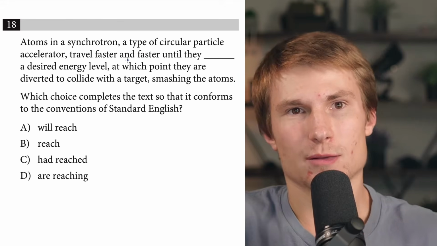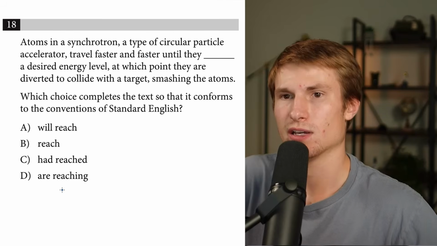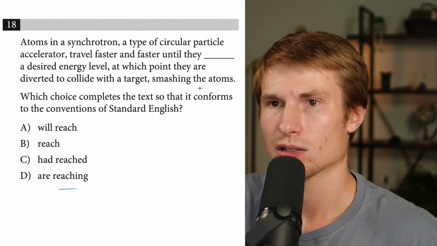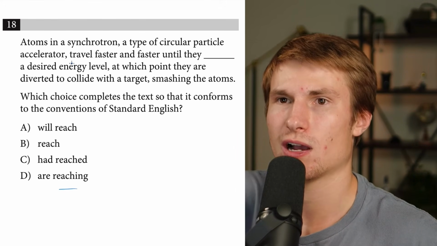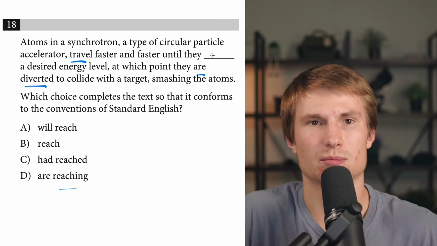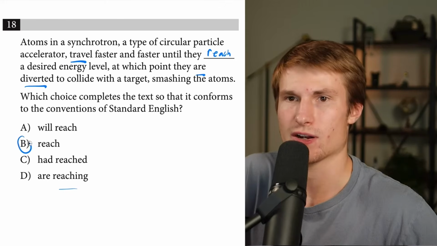Question 18. Atoms in a synchrotron, a type of circular particle accelerator, travel faster and faster until they something to do with reach a desired energy level, at which point they are diverted to collide with a target. All right, well, we have travel as one of our verbs. We also have are diverted. Both of those are going to be present tense. So we know we have to have present tense here as well. So our answer would have to be until they reach. So our answer would be B.